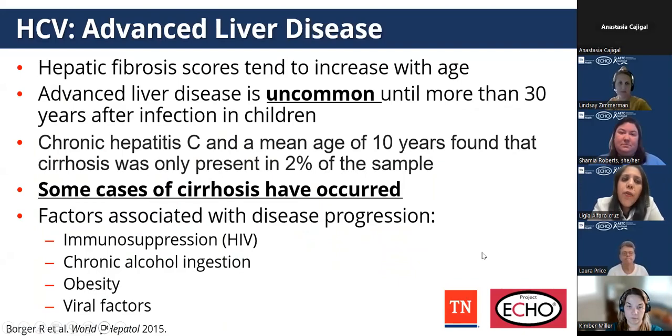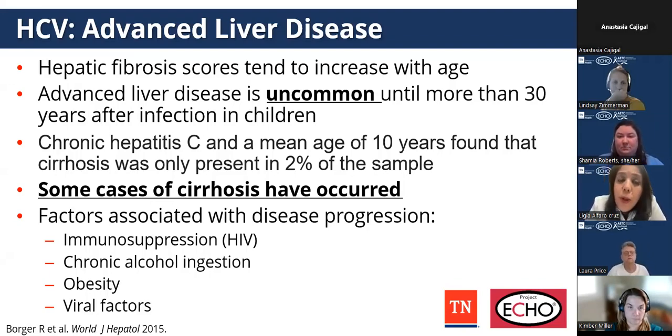So when we talk about this, we know that hepatic fibrosis scores tend to increase with age. In the past, we know that Hep C-related liver disease usually is not common in children. Different studies have shown that only 2% of a sample of 360 patients with Hep C presented with some kind of cirrhosis, and the mean age at that time was 10 years of age.